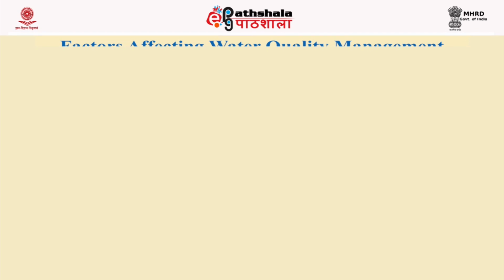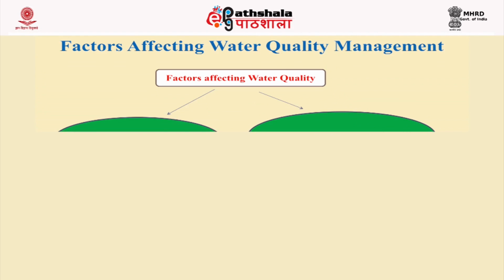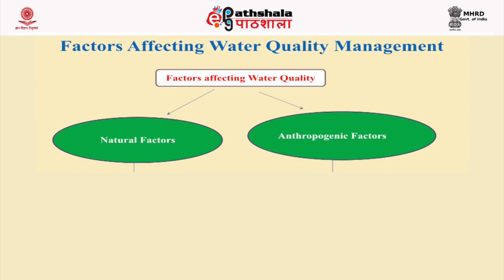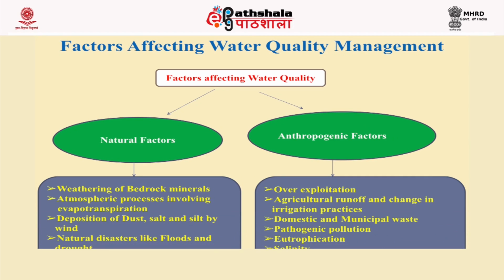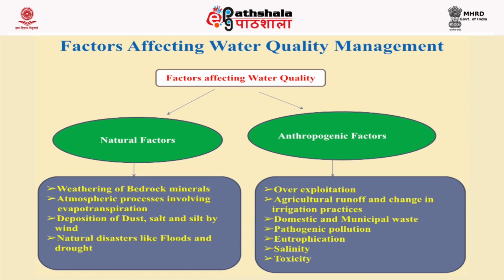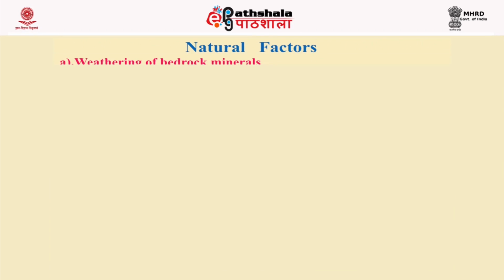Now, what are the different factors that can affect water quality management? The factors can be classified as natural and anthropogenic factors. Natural factors include weathering of bedrock minerals, atmospheric processes involving evapotranspiration, deposition of dust, silt, salt by wind, natural disasters like floods and drought. Whereas anthropogenic factors include overexploitation, agricultural runoff and change in irrigation practices, domestic and municipal waste, pathogenic pollution, eutrophication, salinity and toxicity.